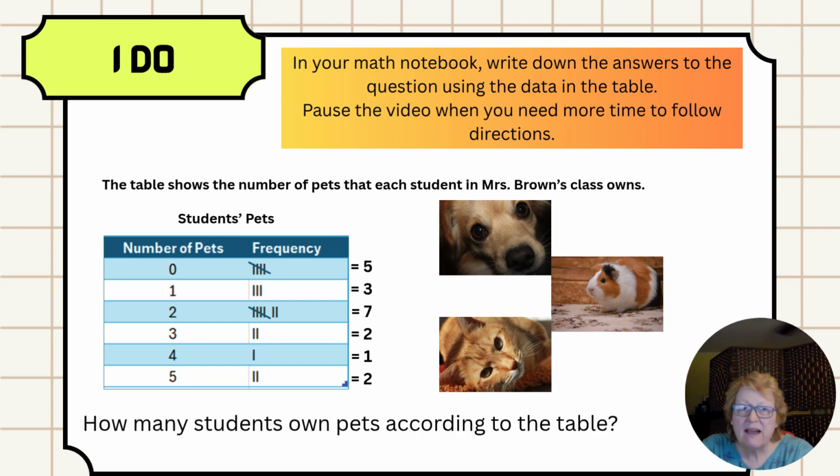How many students have 3 pets? Well, there are 2 tally marks. How many students have 4 pets? There's only 1 student. How many students have 5 pets? There are 2 students. So we've identified our data from the frequency table. Now we're ready to move to the next part of this problem.